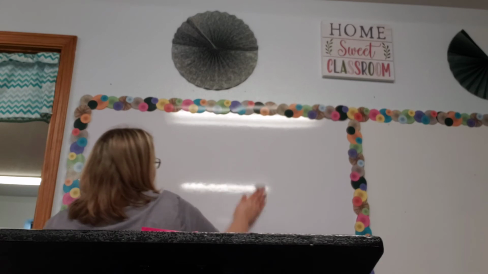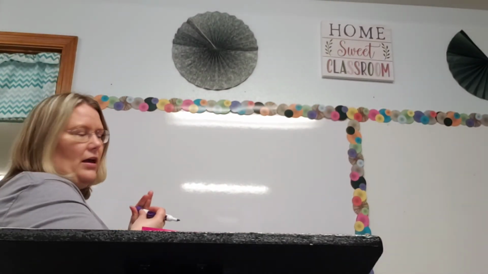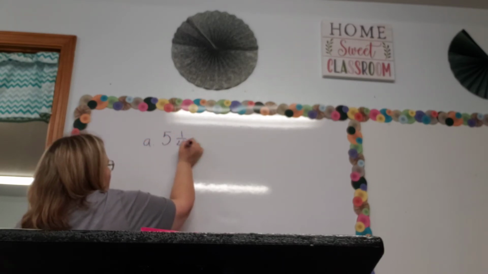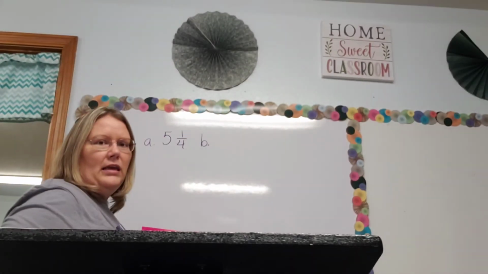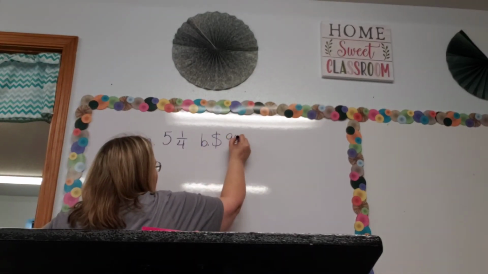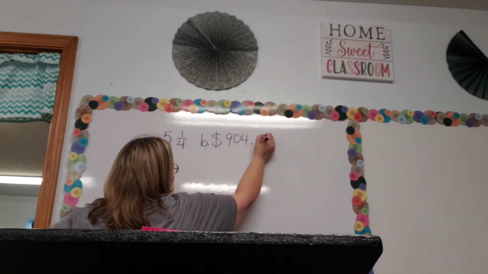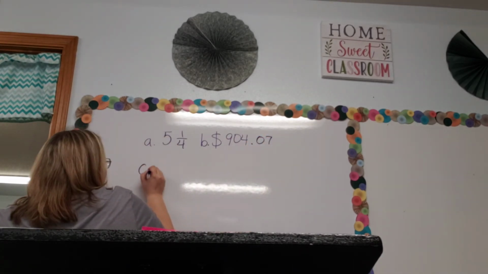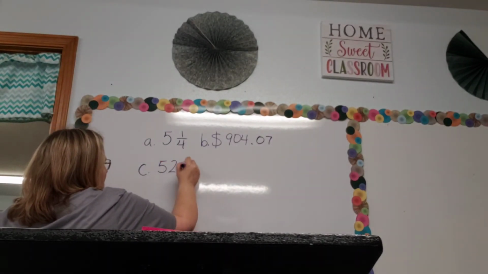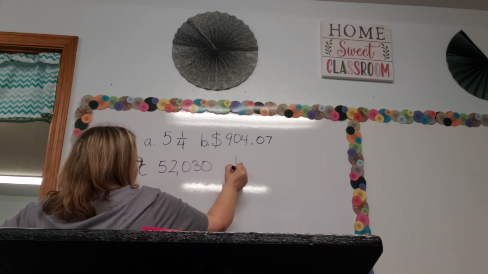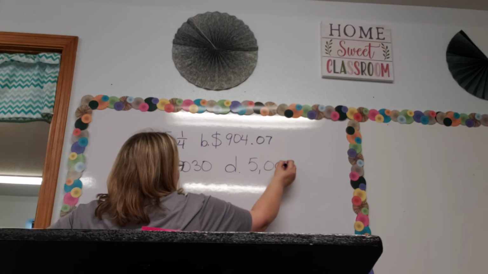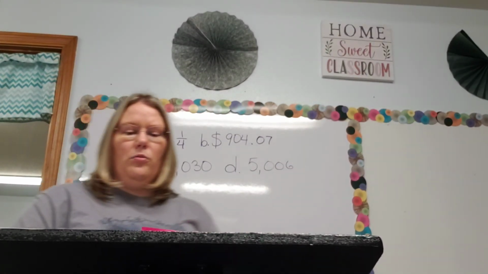Okay, I'm going to write the answers on the board for that this time because those were a little challenging. So I want to make sure you got them right. All right, so A was 5 and 1/4. B was $904.07. C, 52,030. And D is 5,006. Okay, I hope you got those right.